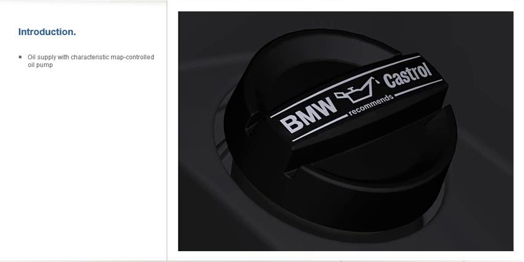The oil supply systems of the N20 engine and the N55 engine are very similar. A characteristic map-controlled oil pump is also used in this case.